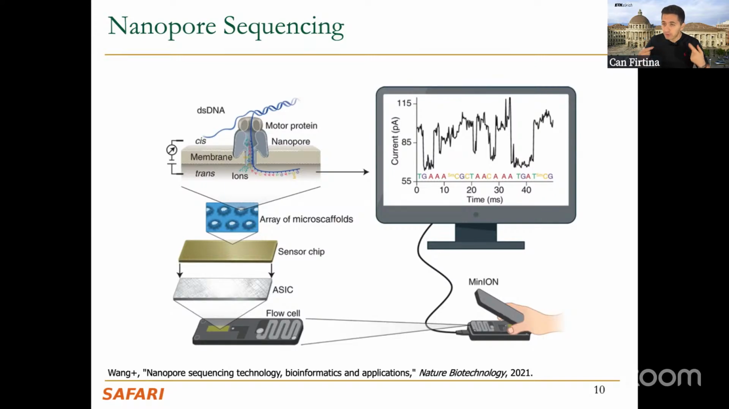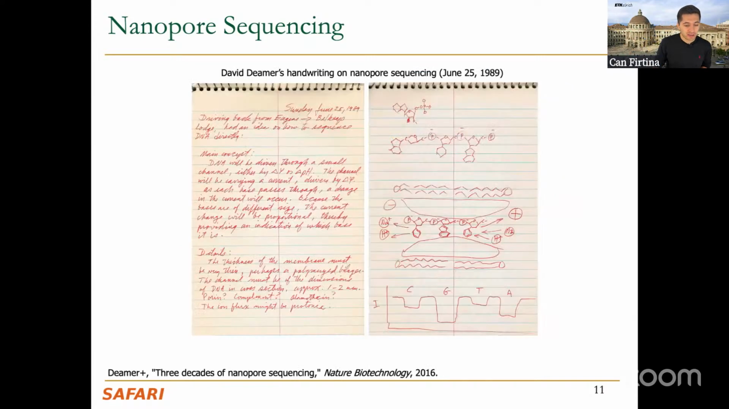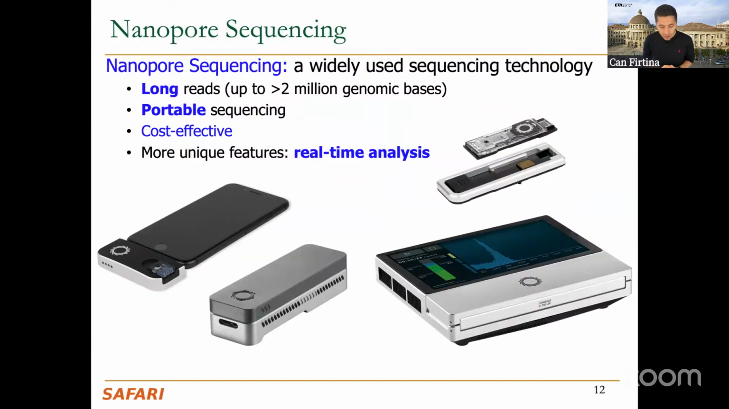This means that you have maybe enough information to look at the disruption that each base is causing in these pores. So this was basically the idea in nanopore sequencing, and this is how we improved it over time. And nanopore sequencing is a widely used sequencing technology because of its advantages. For example, we can sequence long reads up to 2 million bases.